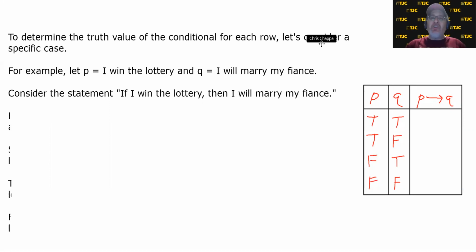Now, before we jump into this, let's think about this realistically. Let's say that you are engaged, male or female, doesn't matter, and you tell your fiance, if I win the lottery, then I will marry you. And maybe we should say marry you right now, because sometimes marriages are postponed for financial reasons. But let's just say that you tell your fiance, if I win the lottery, then I will marry you.